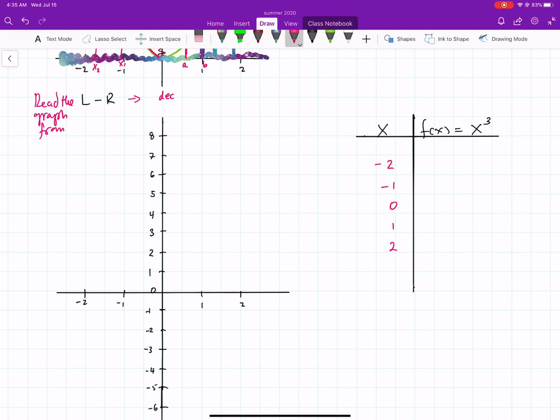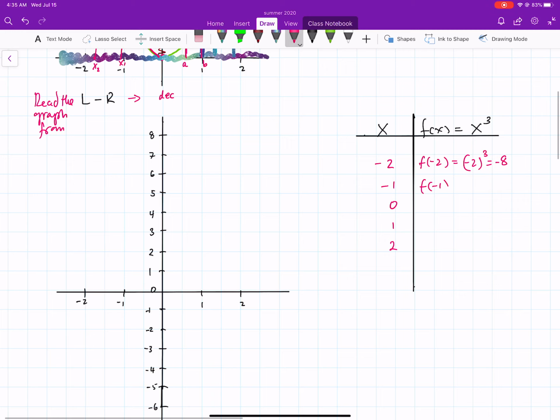Again, I have some values of x that I'm going to plug into my table of values and sketch it. So if I look at f of negative 2, that gives me negative 2 cubed, which is negative 8. If I have f of negative 1 and I plug that in, I get negative 1 cubed, which is negative 1. F of 0 is 0 cubed, I get 0. And then f of 1 is 1 cubed, which is 1. And f of 2 is 2 cubed, which is 8.